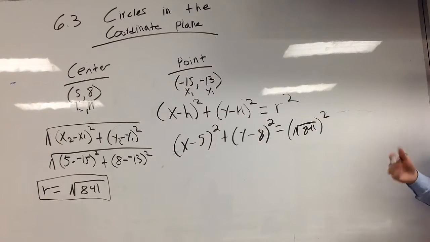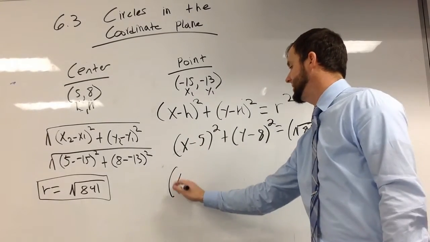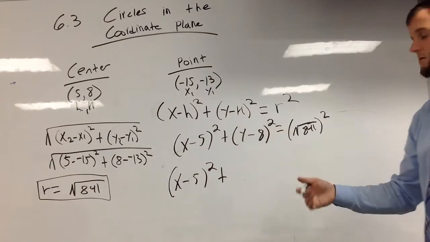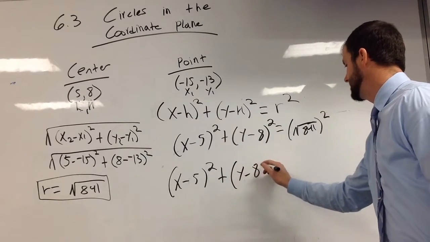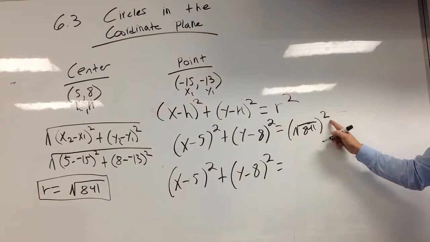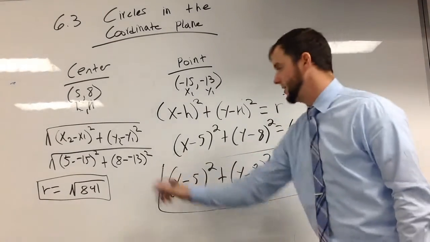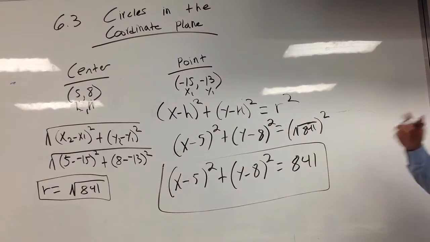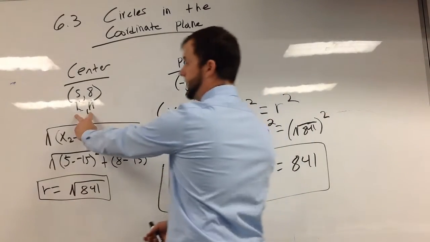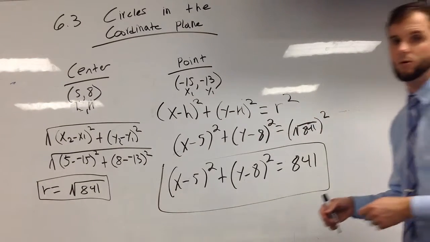And so now let's go ahead and just simplify. So is there anything to simplify here? No, I don't think so. So I'm going to leave it as x minus 5 squared. Is there anything to simplify here? Neither. Okay. So I'm going to do y minus 8 squared. And then lastly, the square root symbol is going to disappear because we are squaring it. So 841 is going to be your final answer here. So if I actually took this equation and I typed it in the calculator and clicked enter, I would get the circle of a center of 5, 8, and then also the point -15, -13 would fall on the outside of that circle.